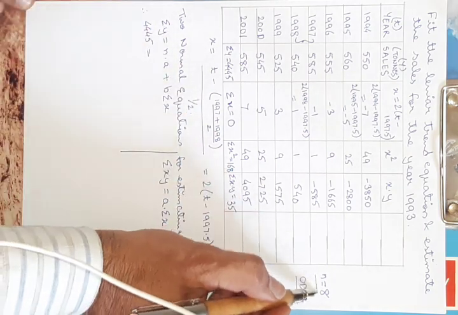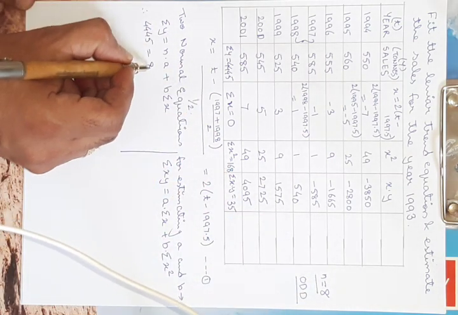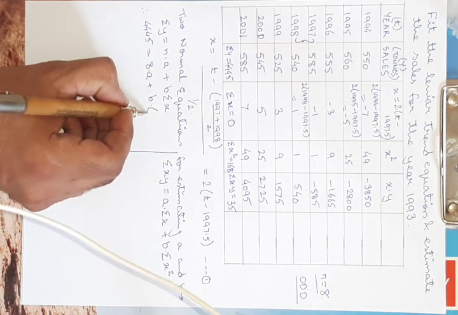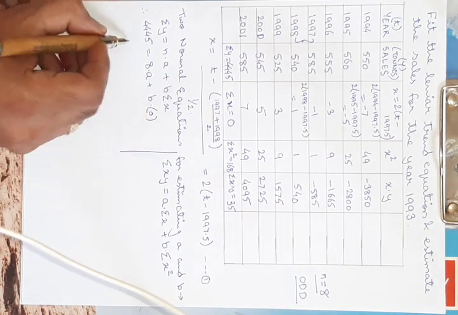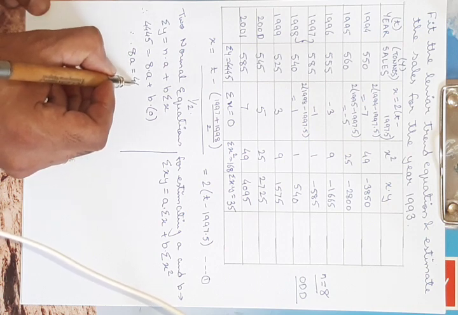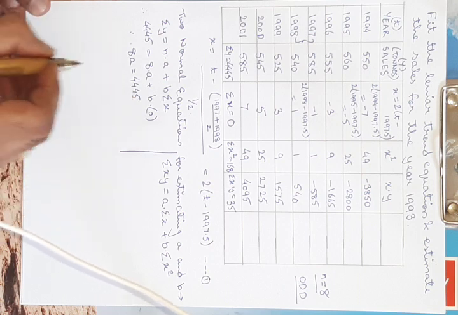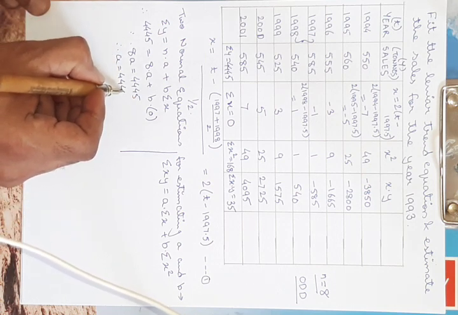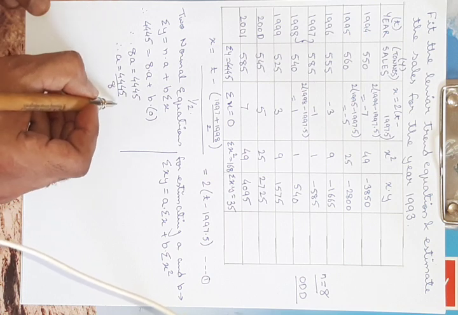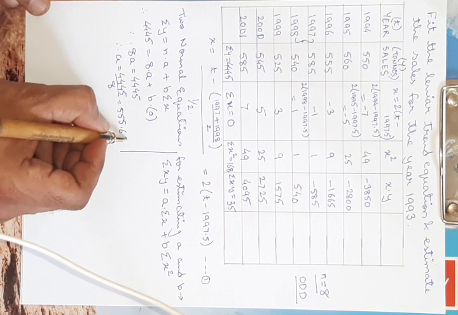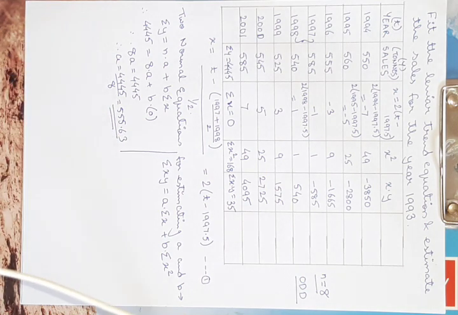What is the value of n? N is 8 into A plus B into summation of x. What is the value of summation of x? Which is 0. Therefore, 8A is equal to 4445. Therefore, the value of A will be 4445 divided by 8, which comes out to be 555.63. So this is our value of A.